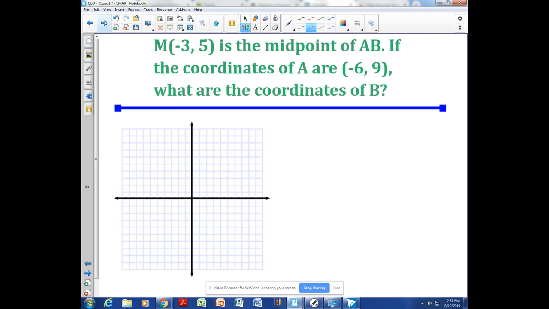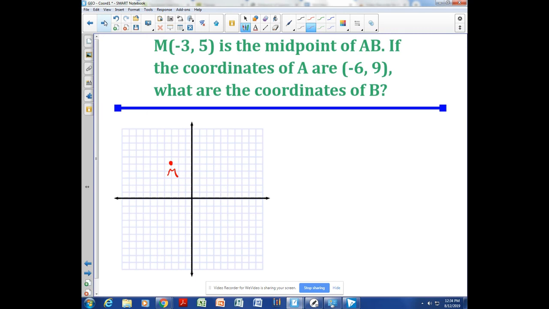One final thing I'd like to show you is the reverse problem. Sometimes you are given a midpoint, in this case, negative 3, 5. I'll label that M because that's the midpoint. And then they give you one of the endpoints. In this case, negative 6, 9.